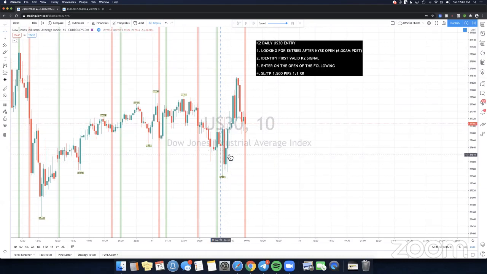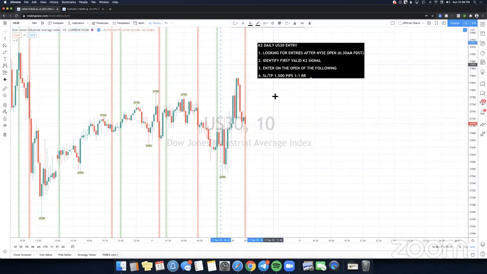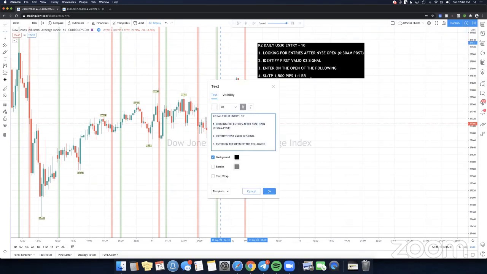So you can see right here, there's no signals, right? So the first signal would be right here. And this is a valid signal because it's a sell signal with a red bearish candle. What time frame do we use? Time frame, 10 minutes. Okay. So this is going to be 10-minute time frame.